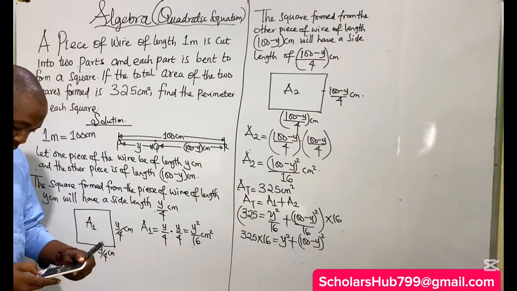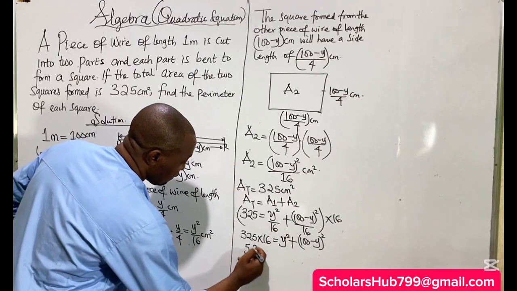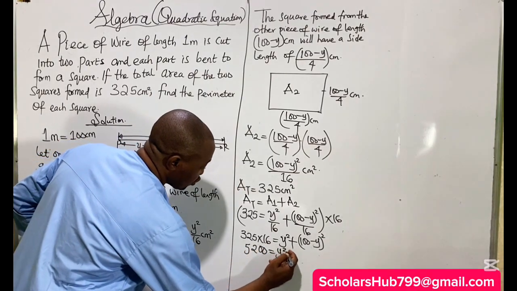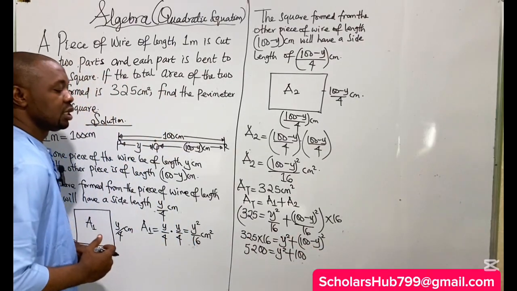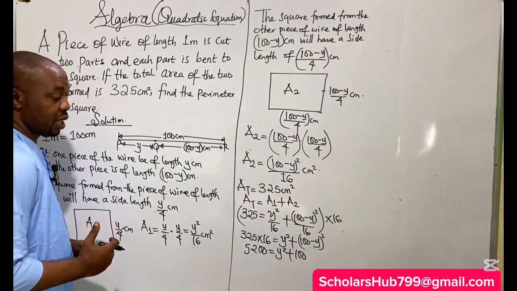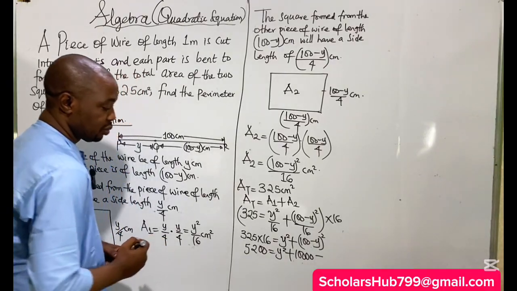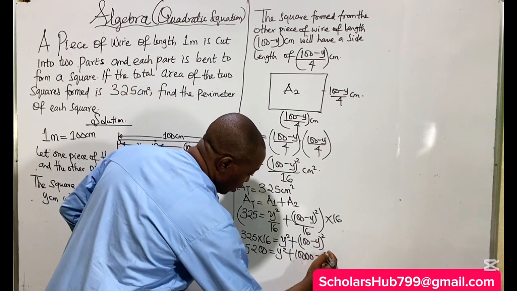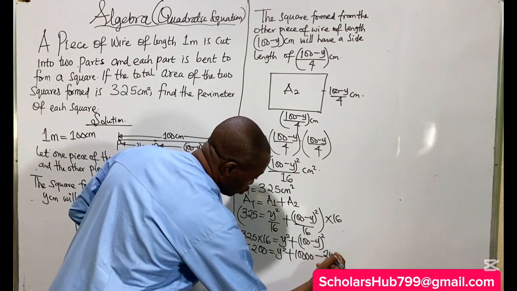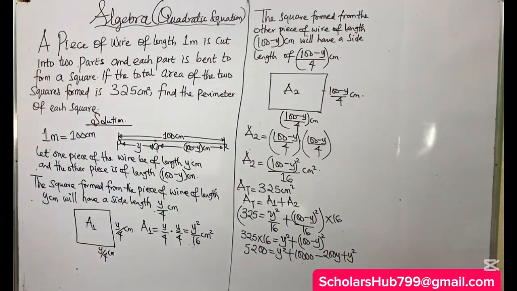325 multiplied by 16, that will be 5200. So we have 5200 equals y squared plus, now when we expand the square of 100 minus y, that will be 10,000 minus 200y, then plus y squared.